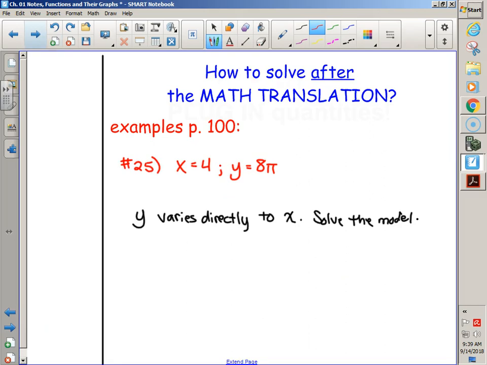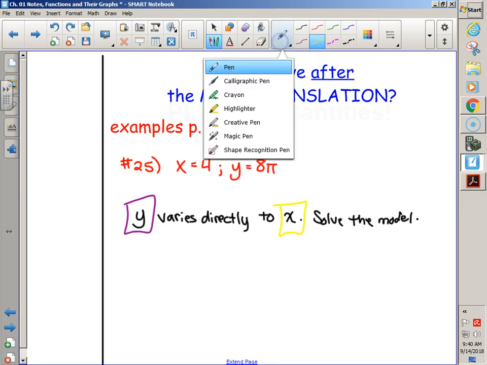So what happens if we get to something like this? It says, hey, by the way, we'll tell you that you need to do this translation, but then you also have to keep going and not just translate, but also solve. So they give us clues: x equals 4 and y equals 8 pi. They give us this little translation thing down here and say, hey, y varies directly to x. I'm going to have to do all sorts of stuff in this problem.